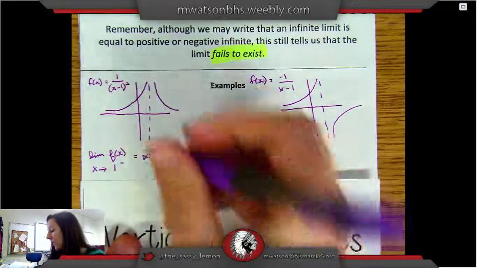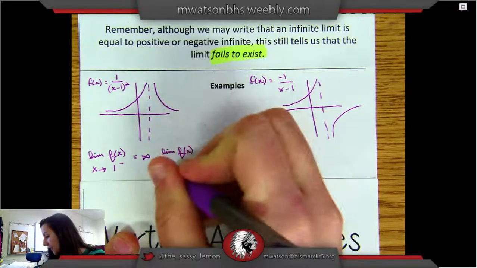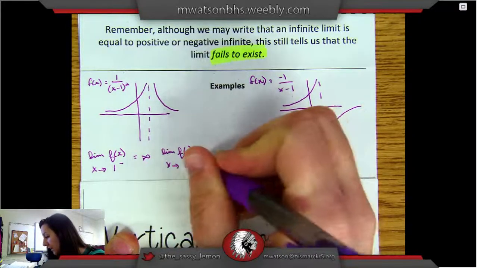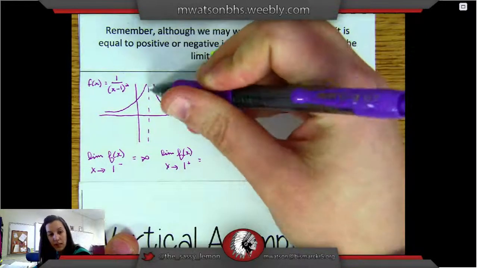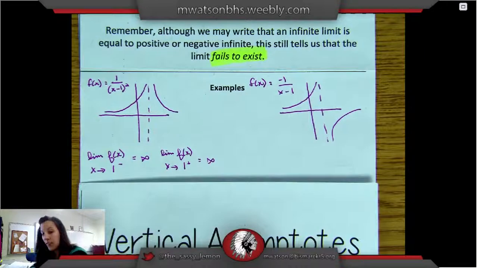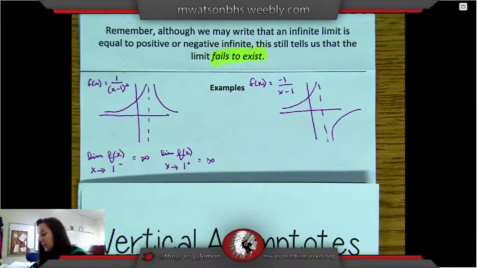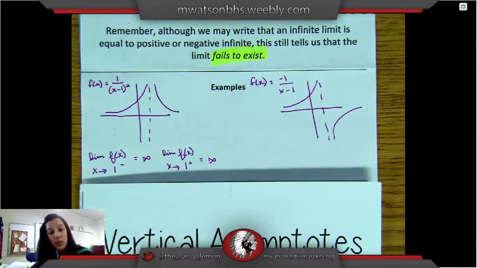And then we'll do the same thing from the right. The limit of f of x as x approaches 1 from the right equals, and then we take a look at the graph. We come in from the right, and we're increasing without bound, so again, positive infinity. Keep in mind that the limit still does not exist technically. But that's it. Those would be the two limits.